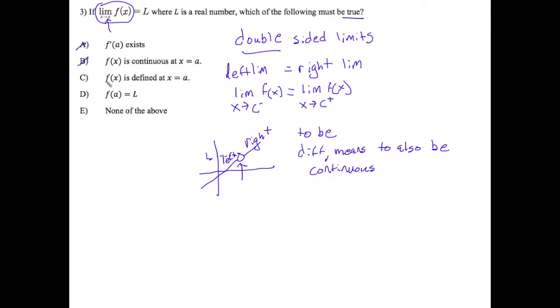Okay, let's take a look at choice C. The function is defined at x equals a. So what does it mean to be defined again? That's a good question. Defined.